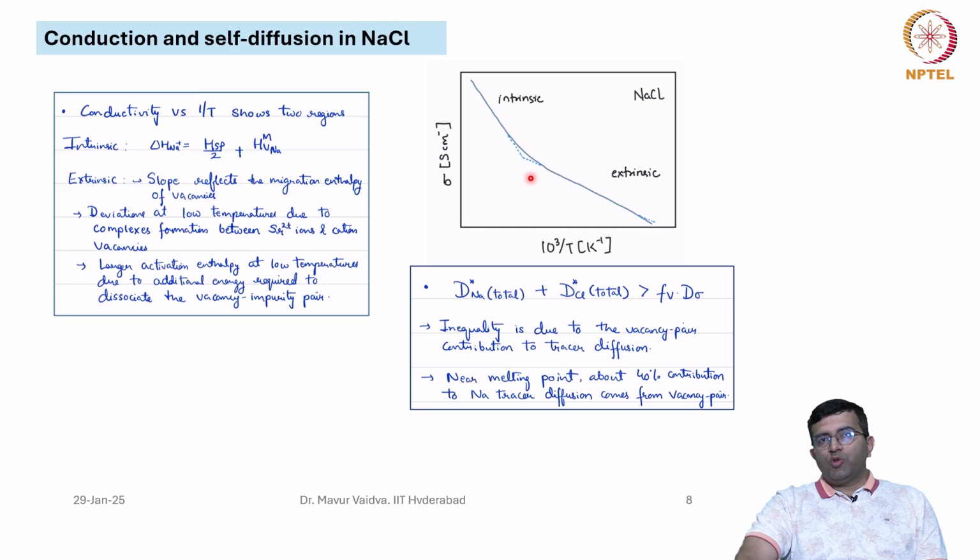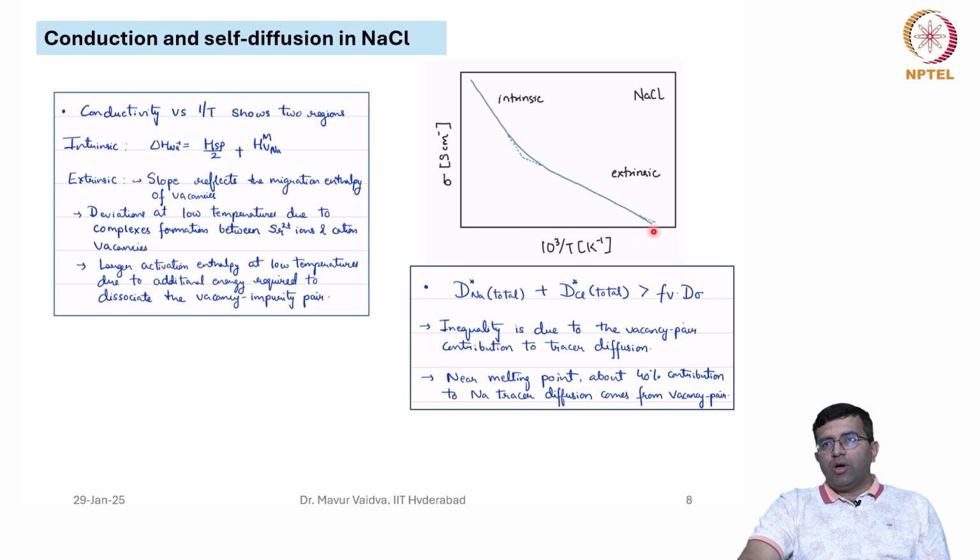Now, as you move to the extrinsic region, the slope changes. That means, in this case, the conductivity is changing, and correspondingly conductivity and diffusivities are also related. So, here this is changing because of the addition of the impurities.